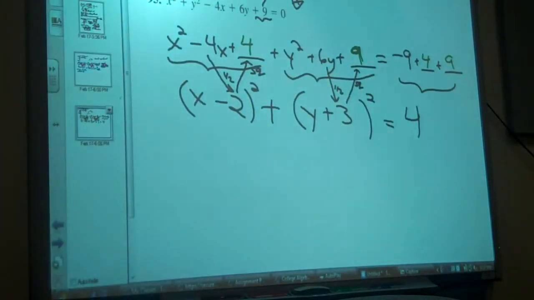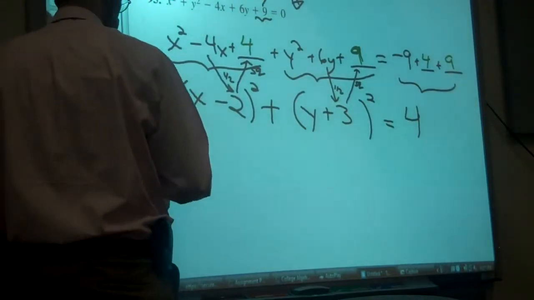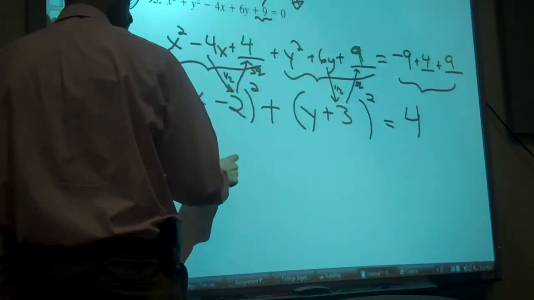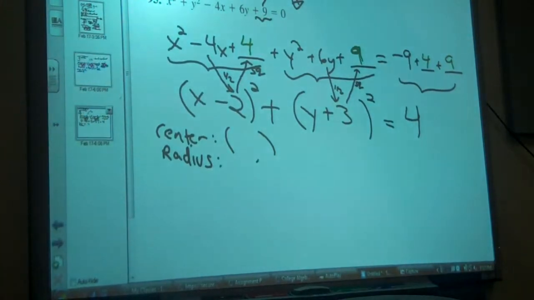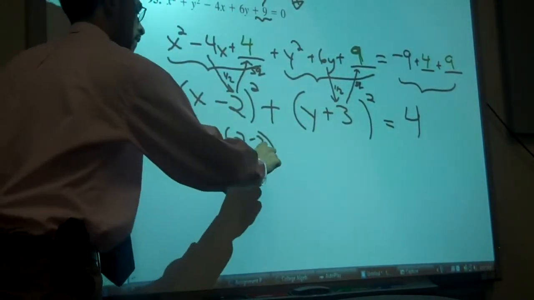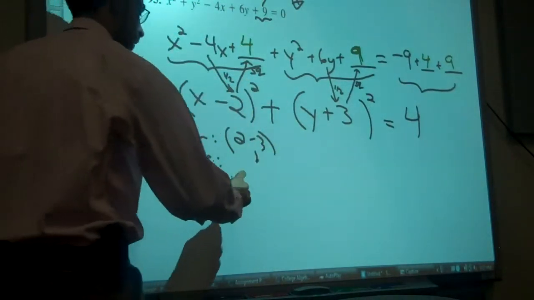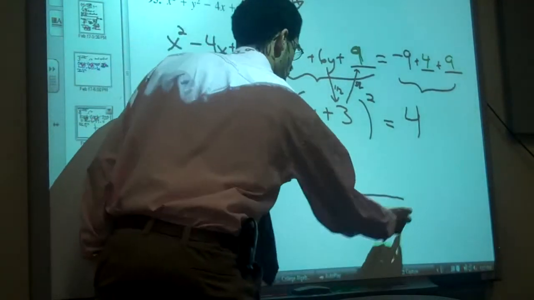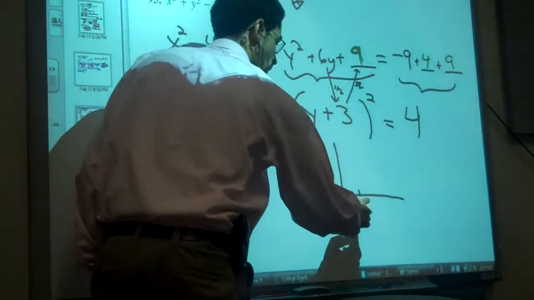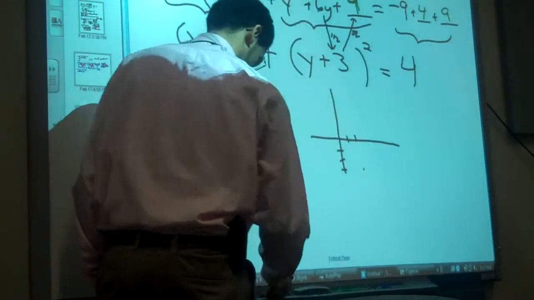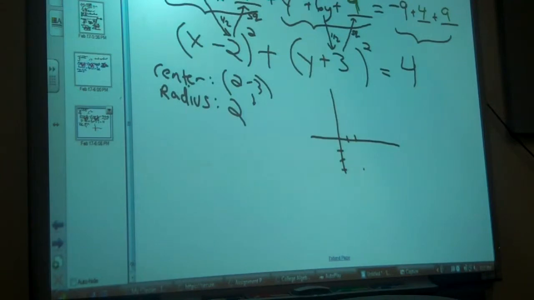So we can read off then what the center and the radius is, and we can even graph it. Take the opposites of the numbers that are in there with the x and the y. So 2, negative 3. And take the square root of whatever's on the right-hand side to get the radius. So let's try to graph this. The center is 2, negative 3. That's the center. And the radius is 2.